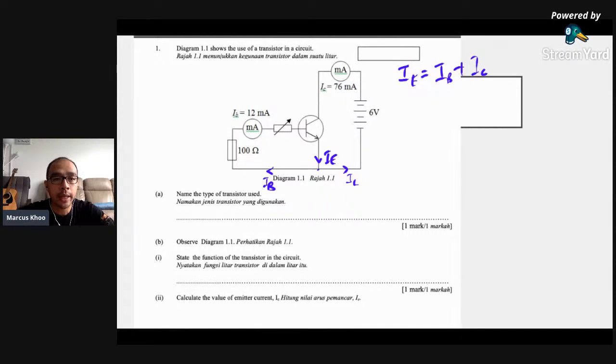So, A, name the type of transistor used. There are two types of transistor, the NPN transistor and the PNP transistor. How do you differentiate between these two transistors? It is this arrow sign. If the arrow points down, it is NPN. If the arrow points up, like this, it is PNP. So this is an NPN transistor.